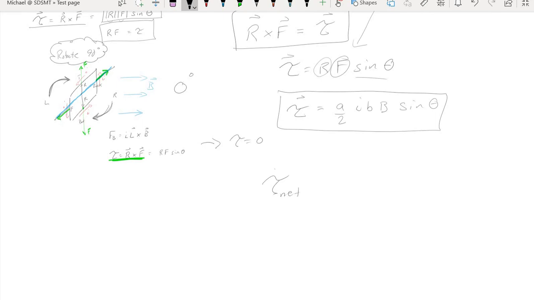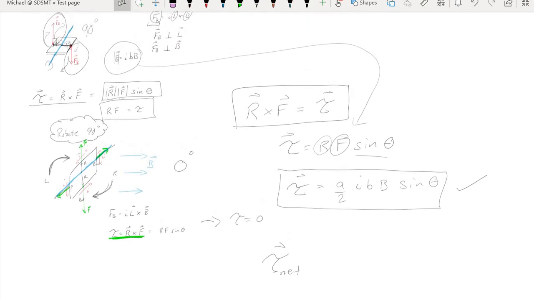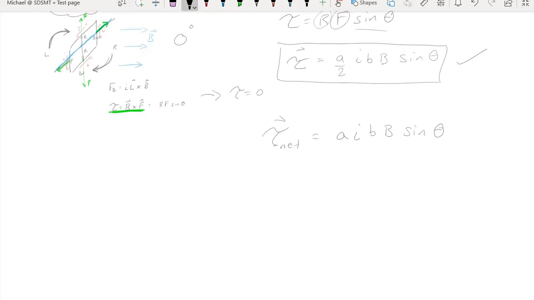If I want to get the net torque, all I have to do is take the value of one of them and double it, because they are combining to help this coil rotate in that clockwise direction. So all I have to do is drop the 2 in the denominator, and I will have the full net torque that acts on this coil. So we'll drop the 2. We have little a, I, little b, big B, sine of theta. Now comes the part where we want to clean stuff up.